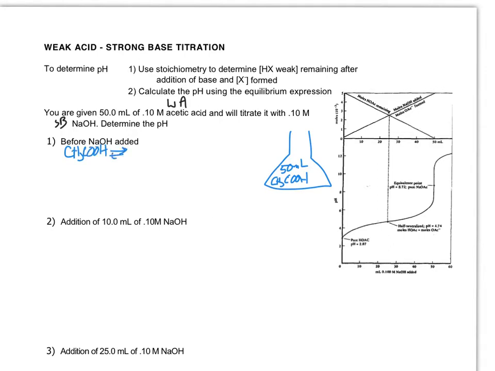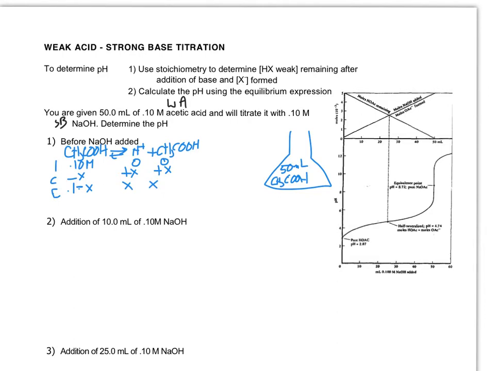It's an equilibrium: H plus and acetate ion. And because it's an equilibrium, you're going to do an ICE chart. It's 0.1 molar to start with, 0 and 0, minus x, plus x, plus x, so 0.1 minus x, x and x. Then you write out your equilibrium expression.